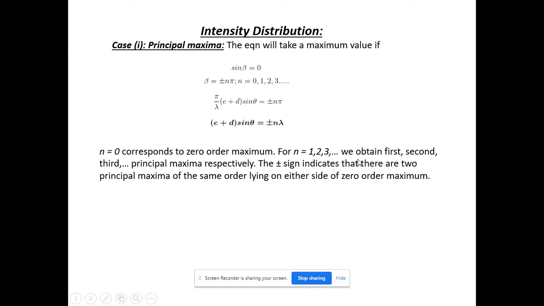This plus minus sign also indicates that there are two principal maxima of the same order lying on either side of the zeroth order maxima. Later on, I will tell you how these principal maxima will look.